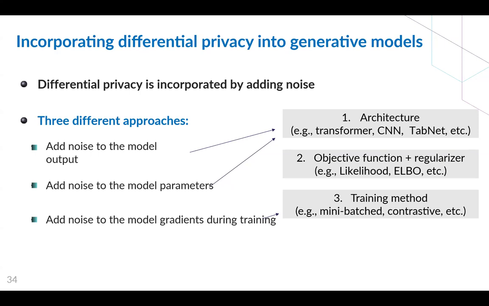Differential privacy is typically incorporated in synthetic data by adding noise. There are three main approaches where we can add noise. First, we can add noise to the model output, or we can add noise to the model parameters, for example directly to the network weights, or we can add noise to the model gradients during training. All three approaches impact the design of architecture, the specification of the objective function, and the training method. The first two, adding noise to model output and to parameters, correspond to a change in architecture because they change the computational steps. The last, adding noise to the model gradients, modifies the training method by perturbing the gradients the model receives during training.